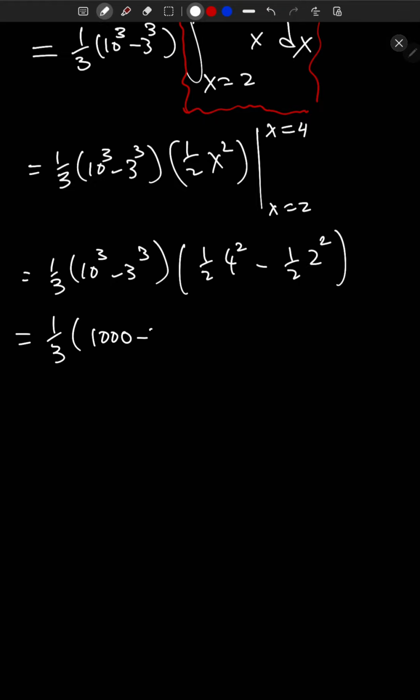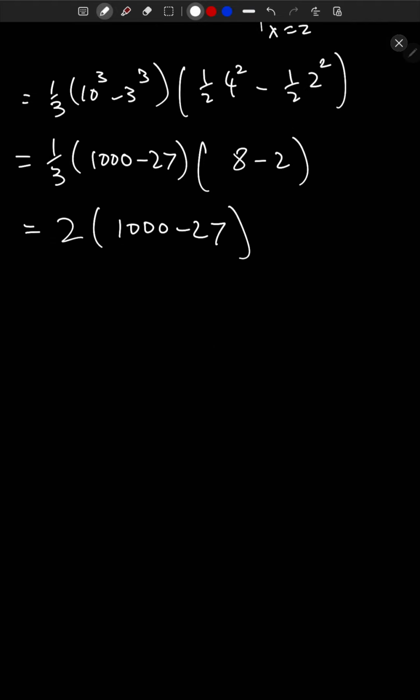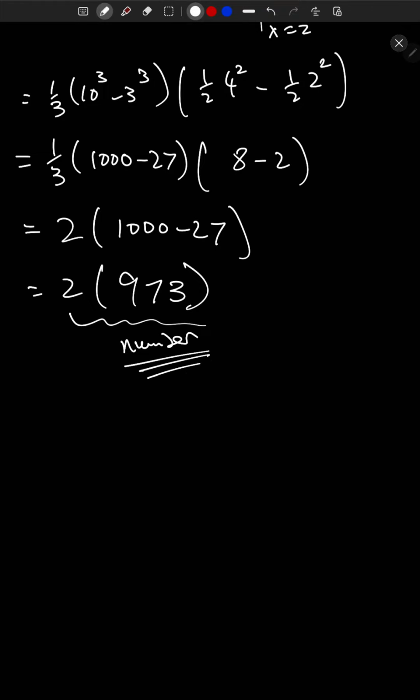Let's simplify that just for fun. This is 8 minus 2, so 6, so 2 times 1,000 minus 27, so 2 times 973. Now, the point here is that this is just a number, and that better be what you get as your answer. It's a positive number, so there's more volume above the xy plane as opposed to below the xy plane.